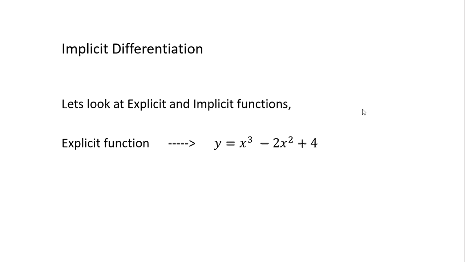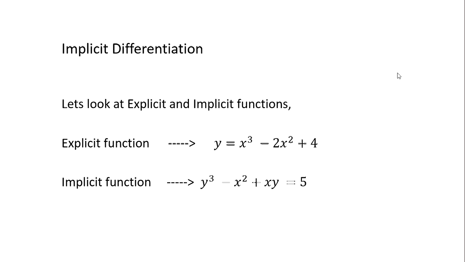Here you can see y is on the left hand side of the equation and all the x values are on the right hand side of the equation. An explicit function is an equation where you have all the y values on one side and all the x values on the other side, clearly separated. But an implicit function is different. You have both x and y values, but you cannot separate them to one side. You have both x and y values together.